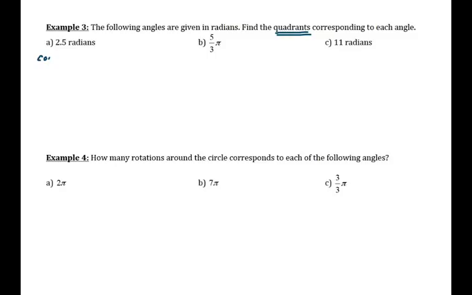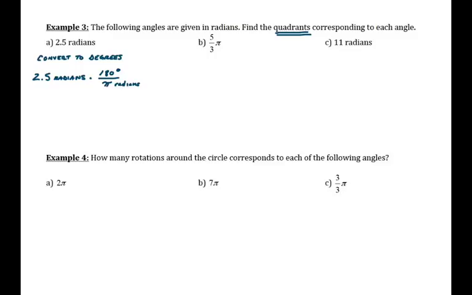And for now, the easiest way is probably to convert to degrees. So if I convert to degrees, that'll give me an idea of where I'm located, which will let me know which quadrant I'm in. So if I want to convert 2.5 radians to degrees, I would multiply by 180 degrees over pi.